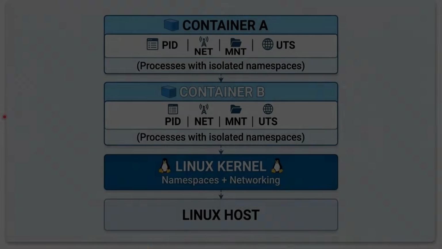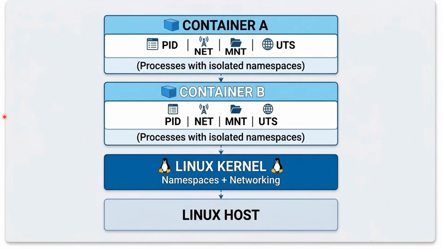And by the end of this video, you will understand what a container really is and what actually happens behind the scenes when Docker starts a run. Before we start typing commands, let's quickly understand what's actually happening behind the scenes when we run a container. Here at the top we have our containers, container A and container B. At first glance, containers look like small virtual machines, but in reality they are much simpler than that.